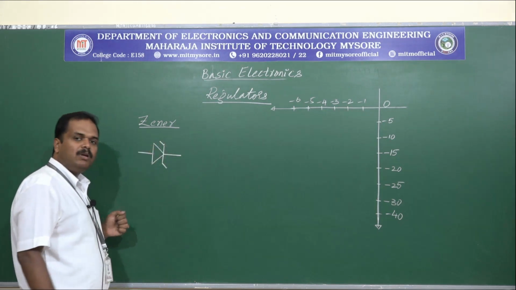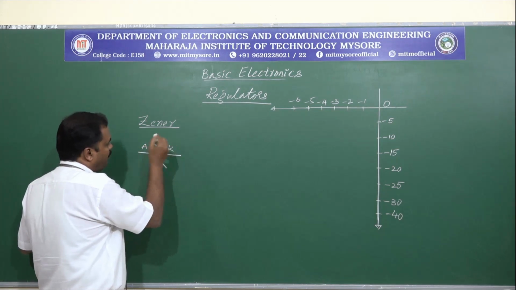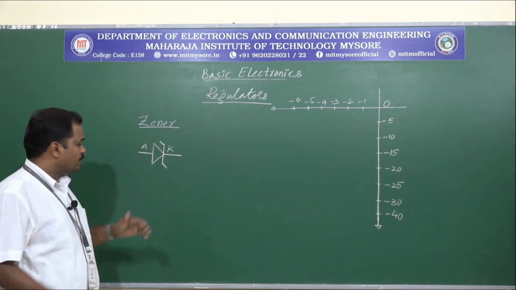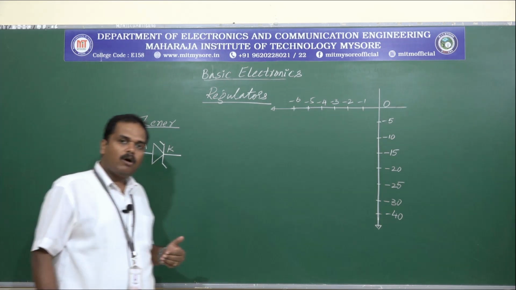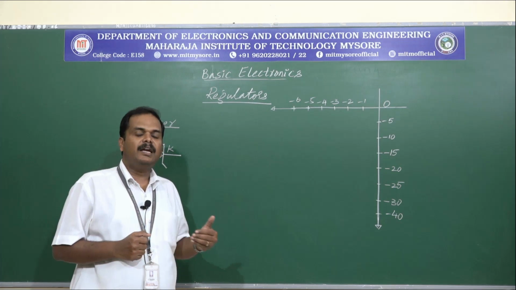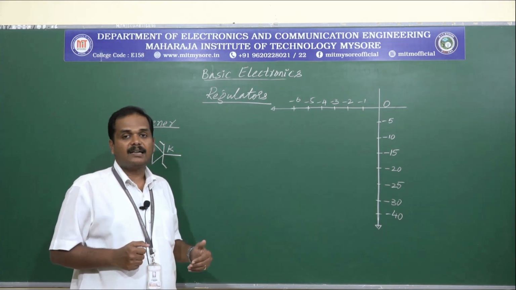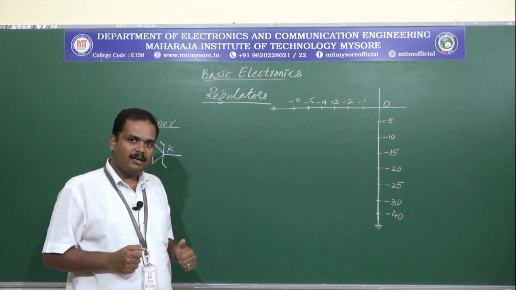This is the symbol of Zener diode. This is said to be anode and this is said to be cathode. So Zener diode will be employed in the reverse biased mode in the regulator circuits. So let us understand the reverse characteristics of the Zener diode.